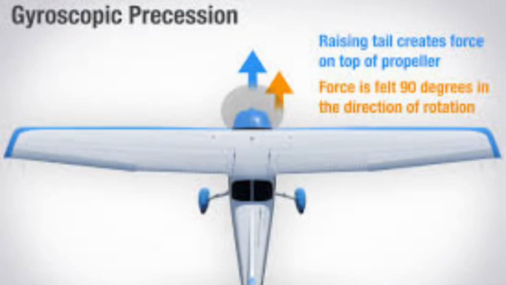Gyroscopic precession is when a force is applied, it is felt 90 degrees ahead of where the force was applied. In general aviation, this mostly occurs in tailwheel aircraft. This is because as a tailwheel aircraft is going to lift off and depart on a runway, the tail is lifted upward, causing force to be applied at the top of the propeller, which is then felt 90 degrees from that force, as we just learned, causing the airplane to yaw to the left.